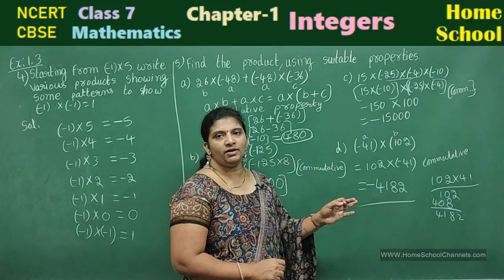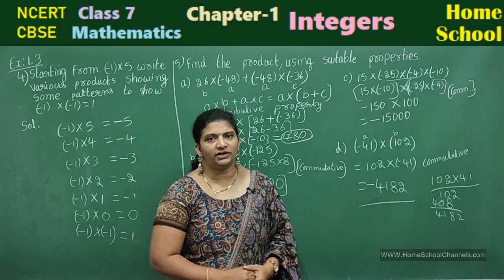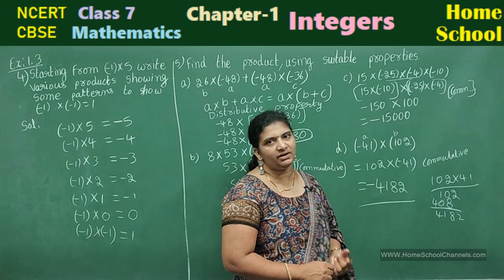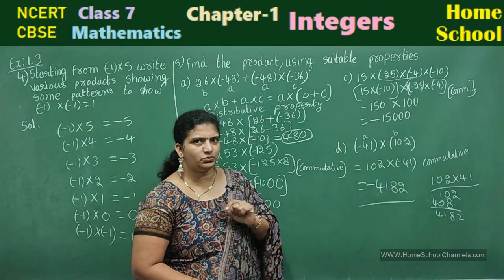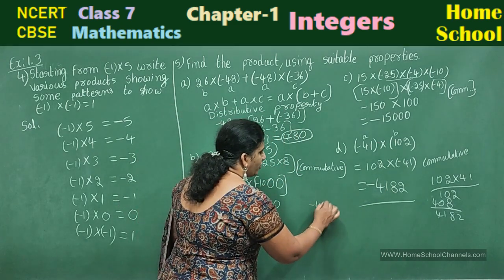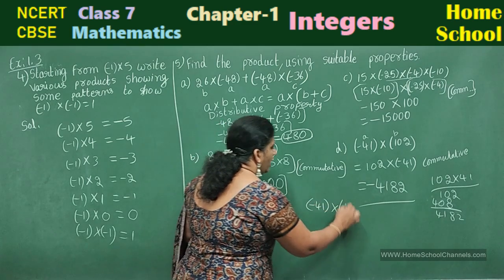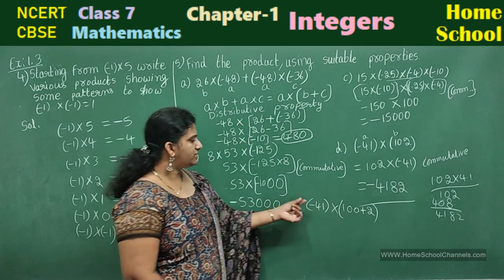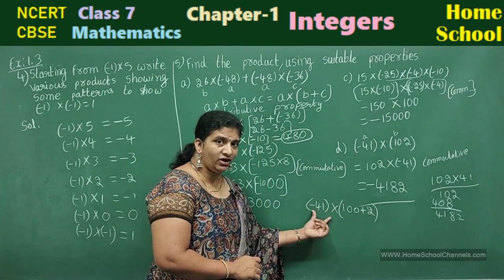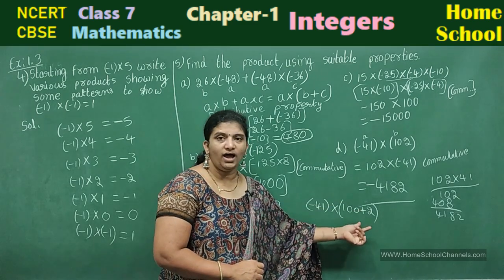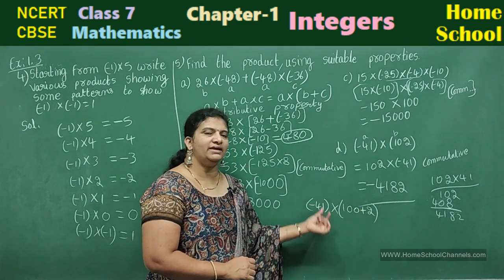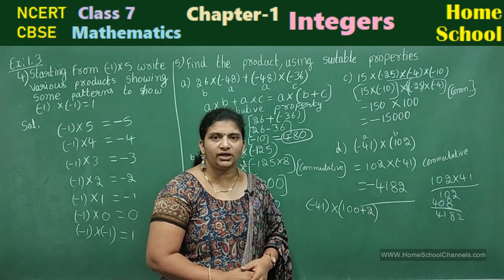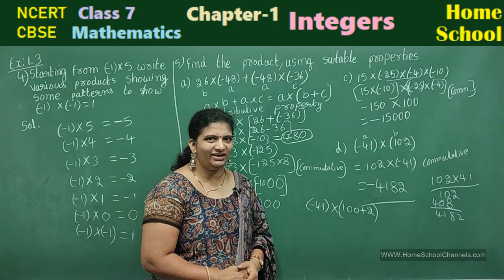And the same problem I can say as the distributive property. How? See here, this 102 you can split as 100 plus 2. See there, minus 41 into 100 plus 2. 102 is nothing but 100 plus 2. That is the distributivity of multiplication over addition. So you can apply the distributive property and find the product, or you can say it is commutative and find the product. Okay.